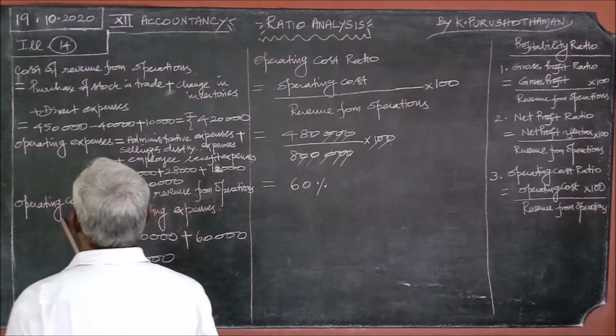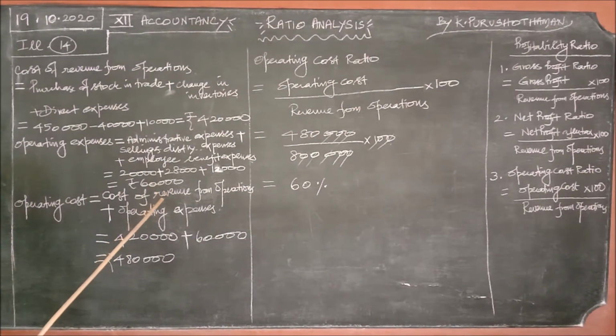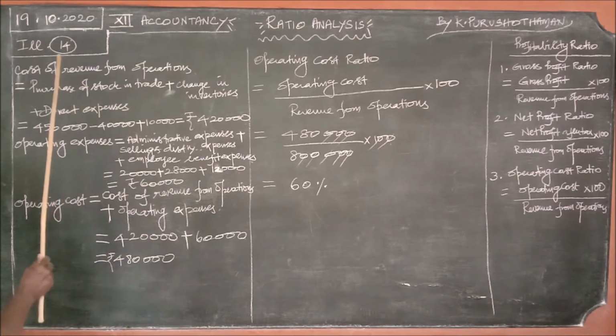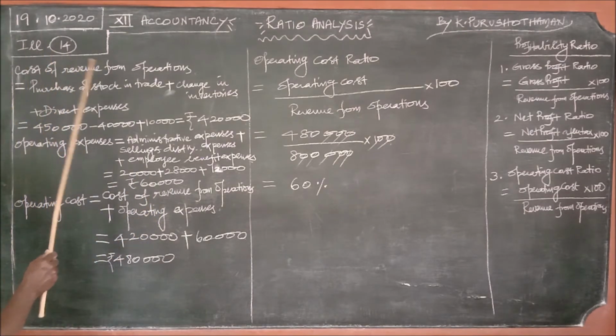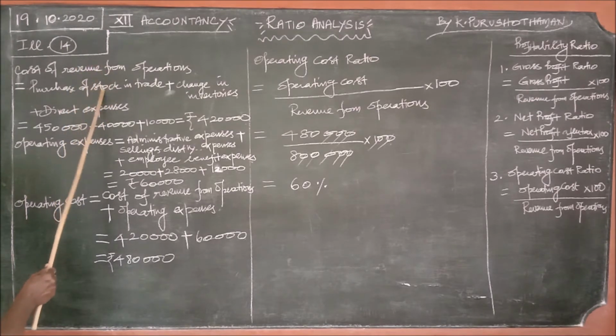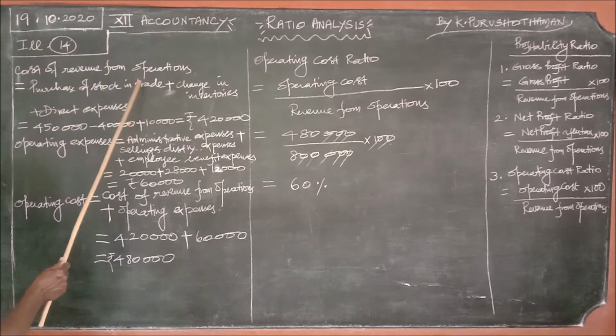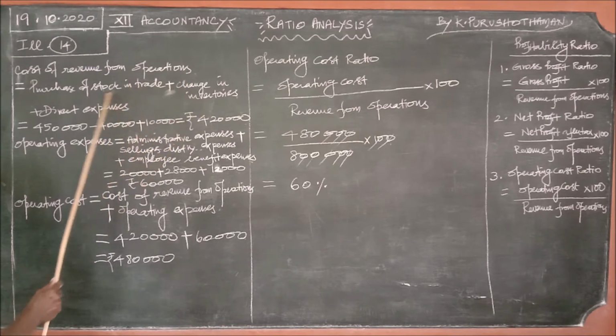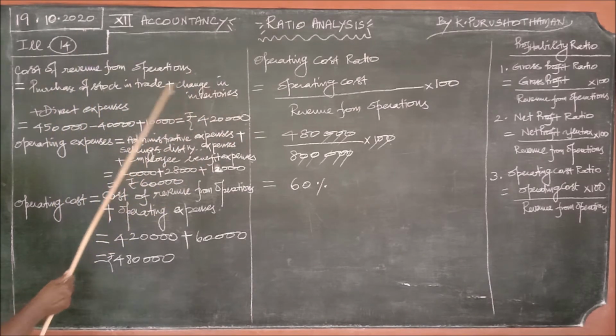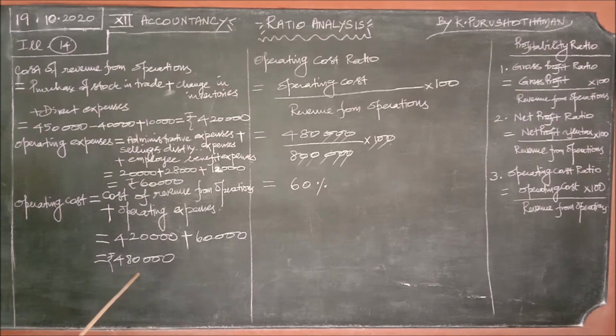What is the operating cost? To find the operating cost, we should find the cost of revenue and the operating expenses. First, to find the cost of revenue from operations, we have seen already: purchase of stock in trade plus change in inventories plus direct expenses. In the other problem, the direct expenses are not given. In this problem, the direct expenses are given. Direct expenses are nothing but the expenses that are made before the goods are going to be sold.